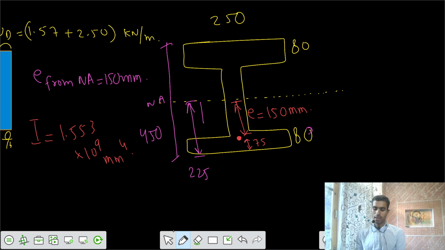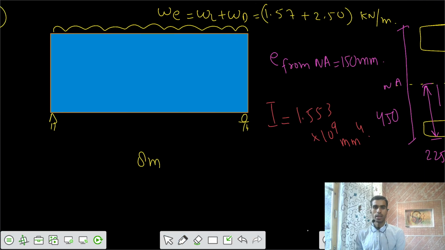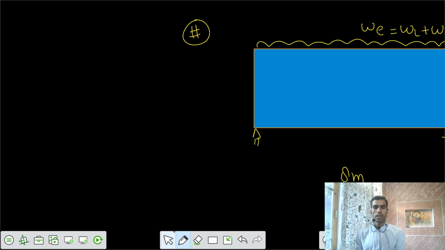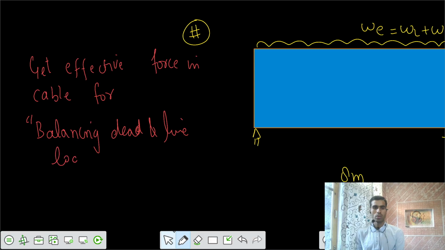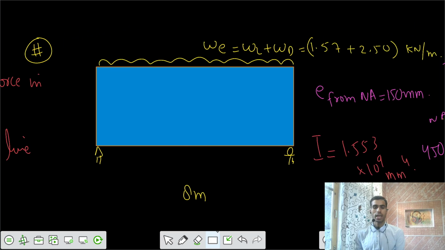And we need to get the effective force in the cable for balancing the dead load and live load. Cable is also provided to you, but it's saying to get the value of P.